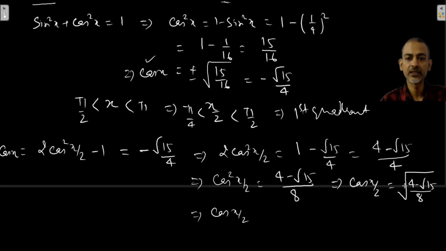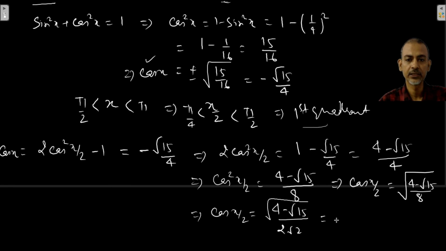I am not taking plus and minus because I know that everything is positive, so I am just taking the positive value. Now this can be written as the square root of (4 minus root 15) by 2 root 2. This is one way of writing, but I think in the example given in the book, it is written in a different format.